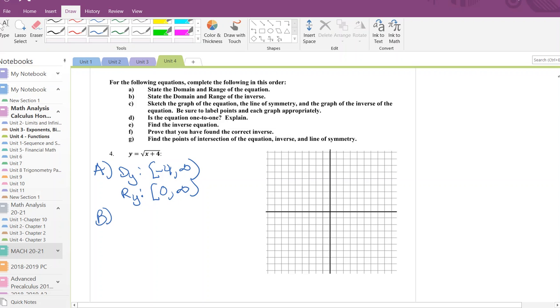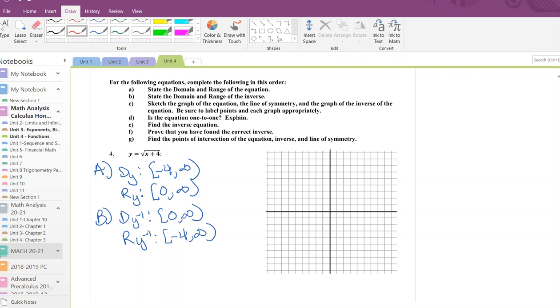Which means for part B, when you find the domain of the inverse, that's the range of the equation. So it's going to be greater than or equal to 0. And the range of the inverse is going to be greater than or equal to -4.